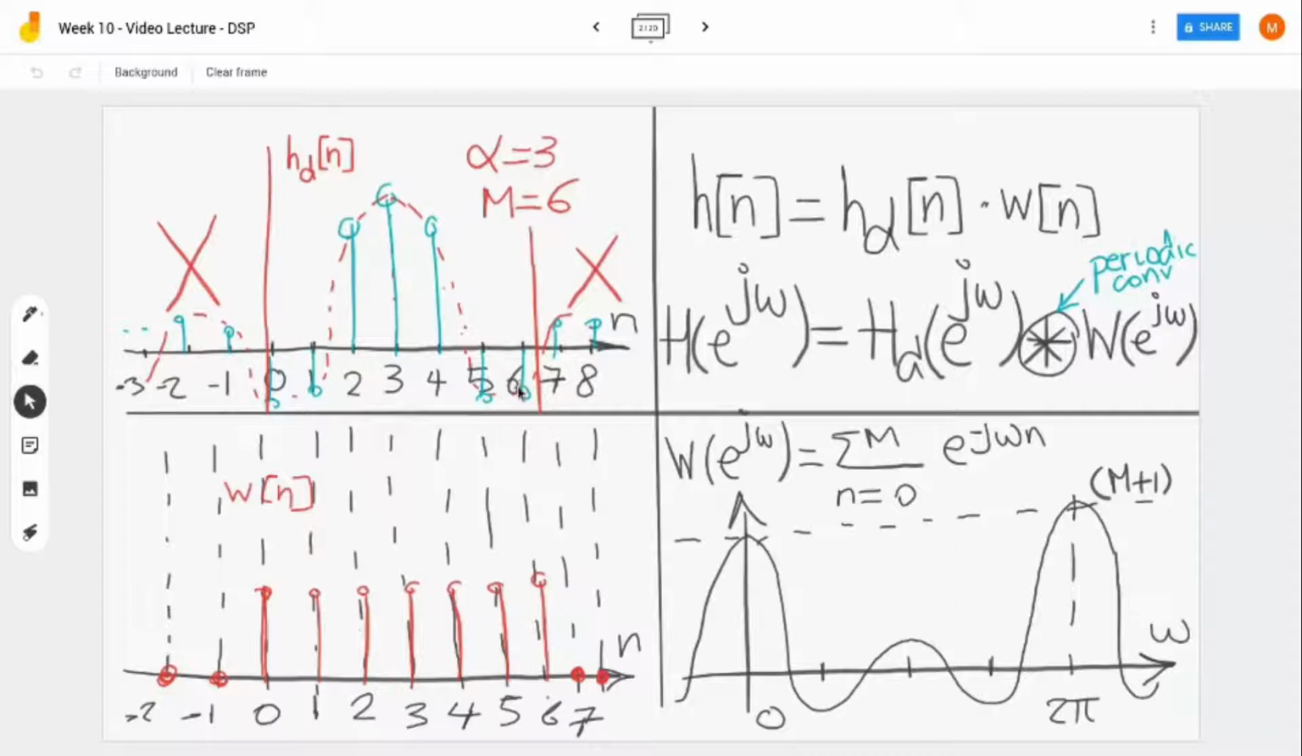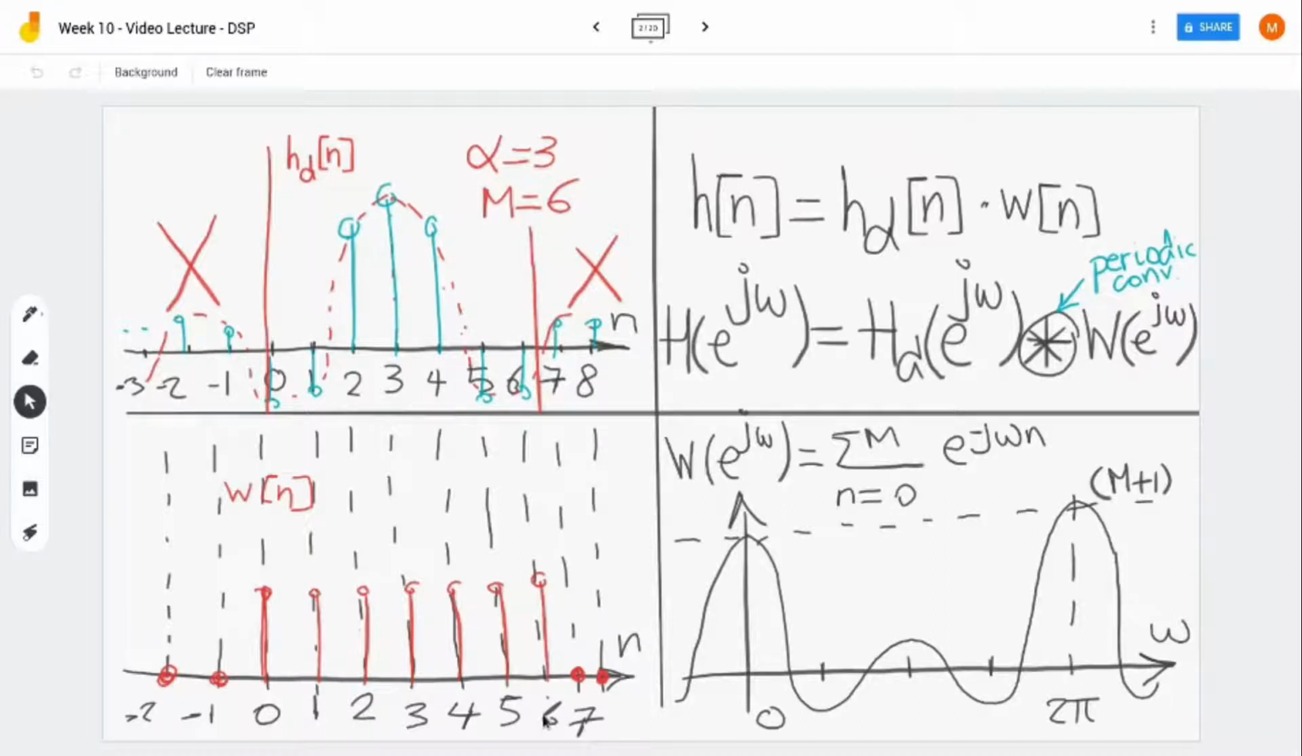This is basically equivalent to multiplying this desired impulse response with this kind of window, w[n], which has a value of 1 from 0 up to M, and 0 otherwise. Multiplying the desired impulse response, which extends from -infinity to +infinity, with this window will kill the samples at -1, -2, -3 up to -infinity, because it's multiplied by a 0, and it will kill the samples starting from 7, 8, 9, and so on, and will only keep the samples from 0 up to 6.